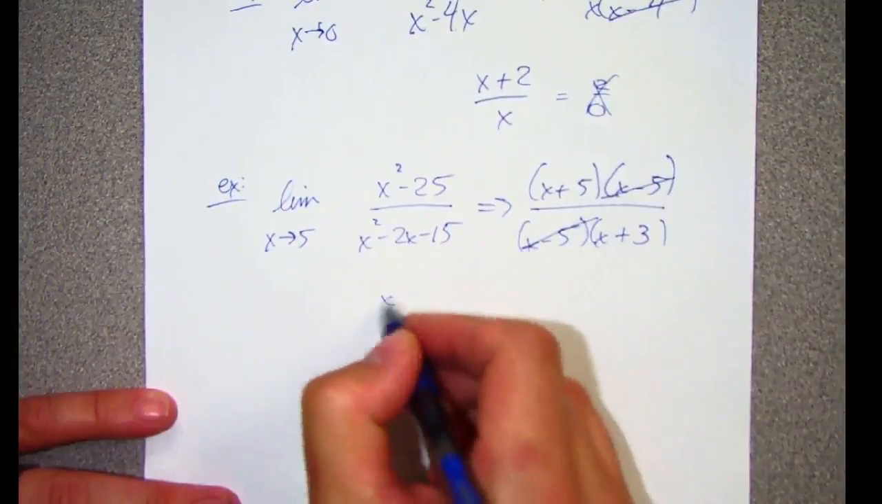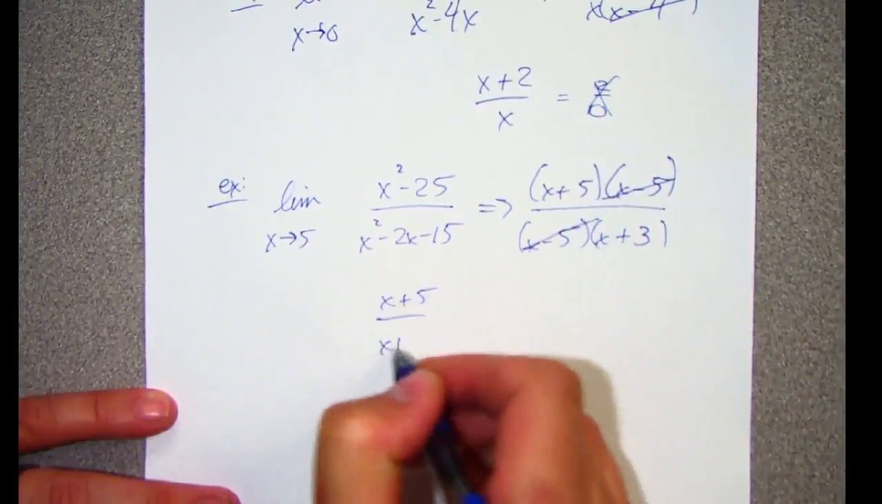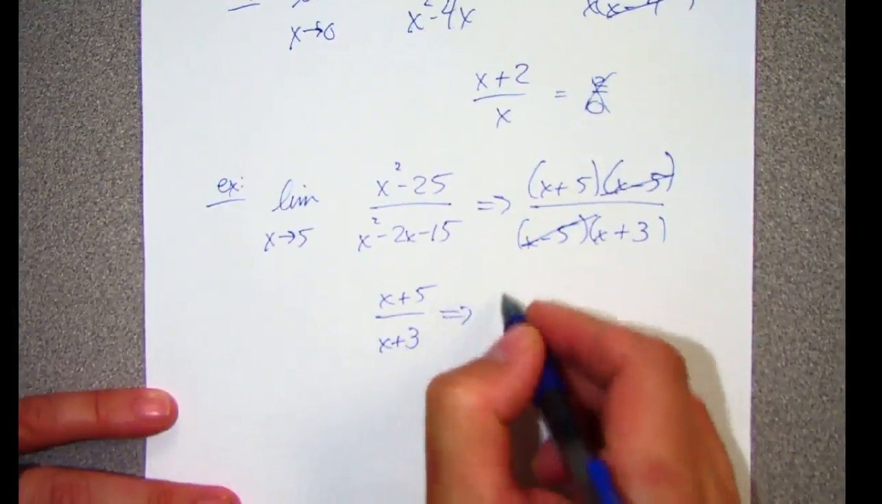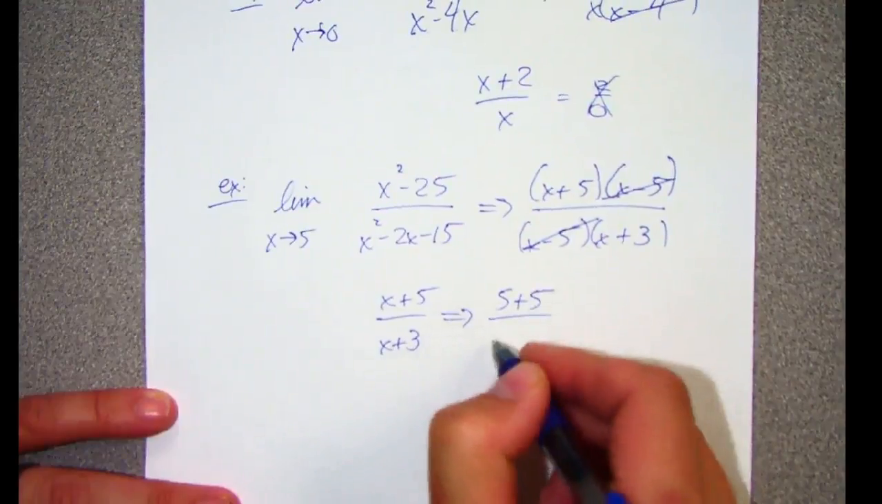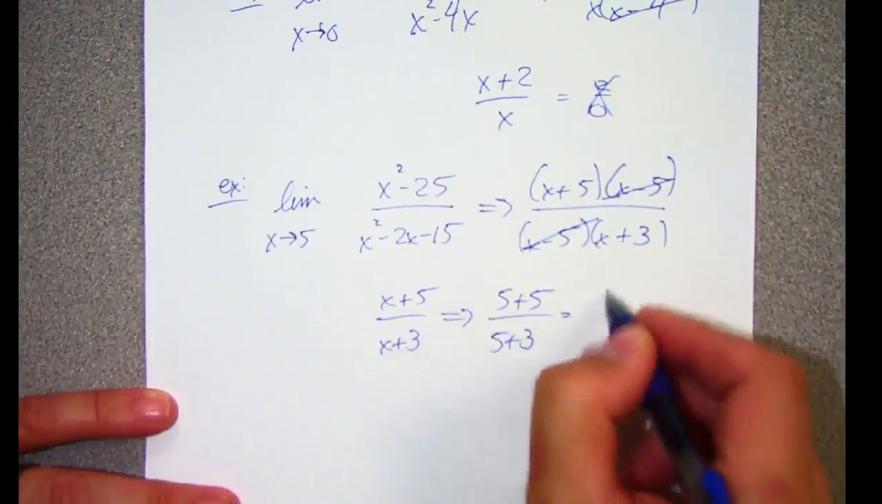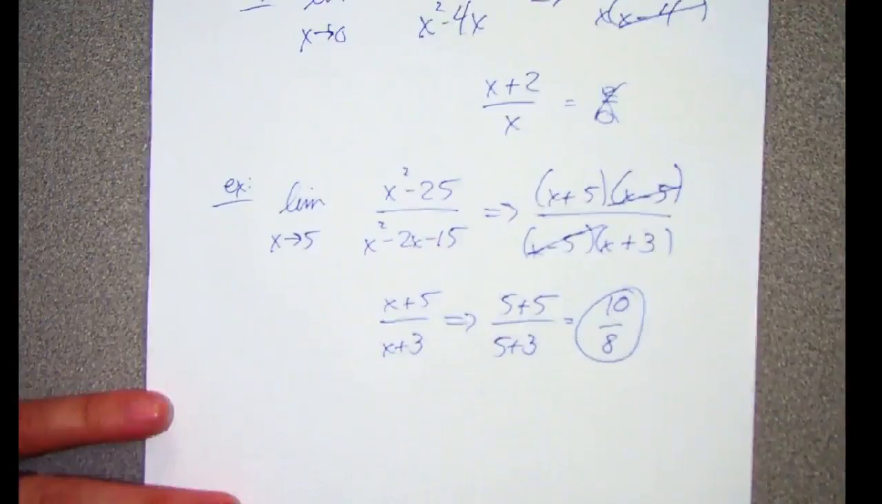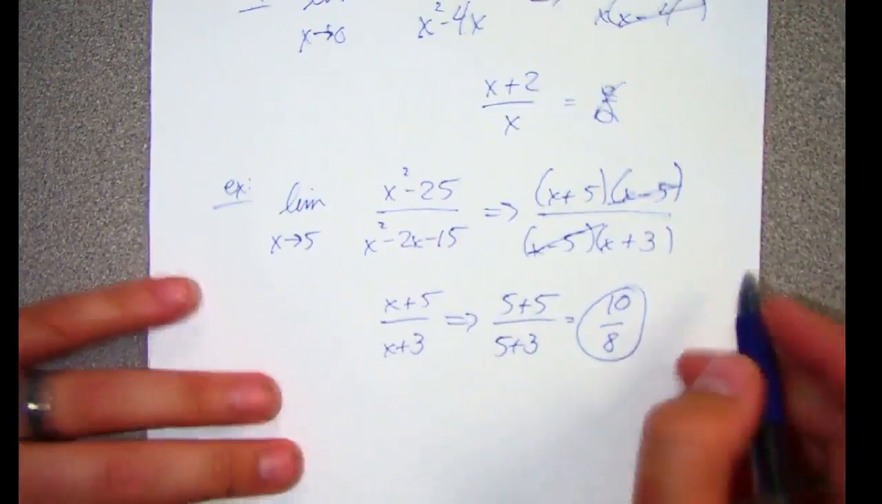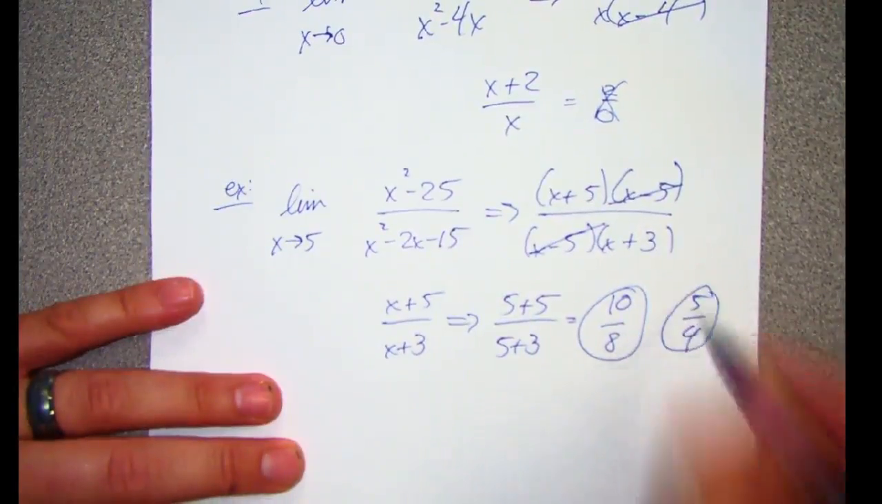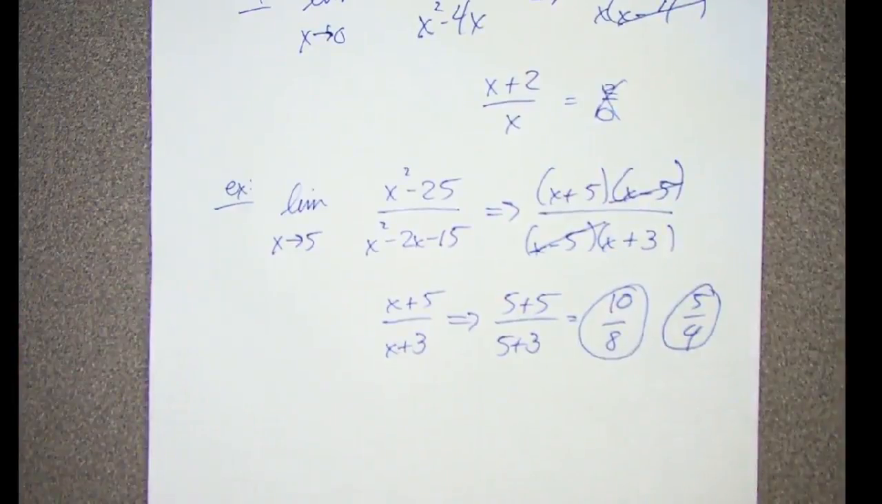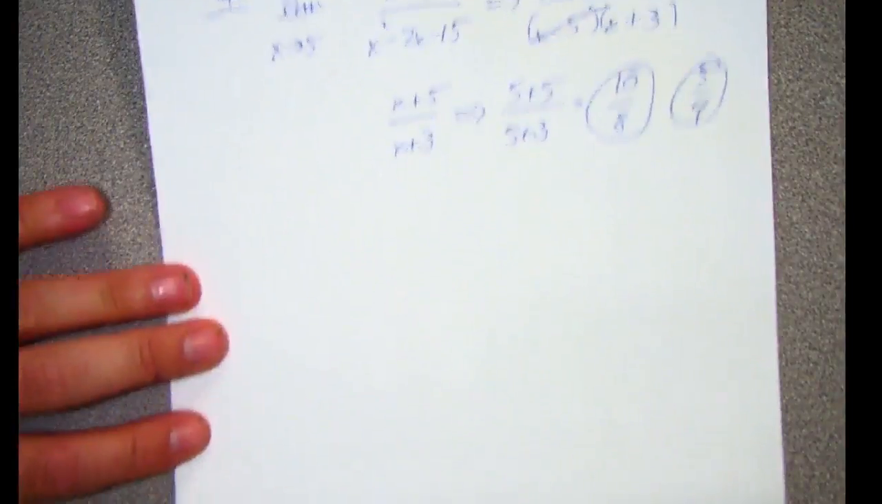Those go away, so I get x plus 5 over x plus 3, and then I can plug in, and I will get 10 over 8. And I would just leave it. If you leave it, it's fine. If you reduce it correctly, it's fine too, but if you somehow screwed up in the reducing part, you would actually lose points. So I would prefer that you just leave it as 10 over 8. All right, little different kind.